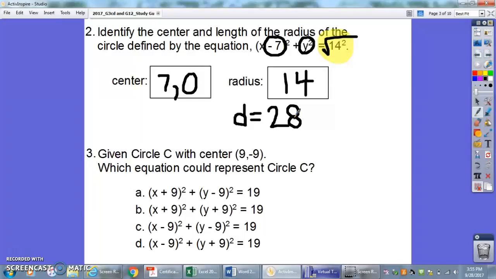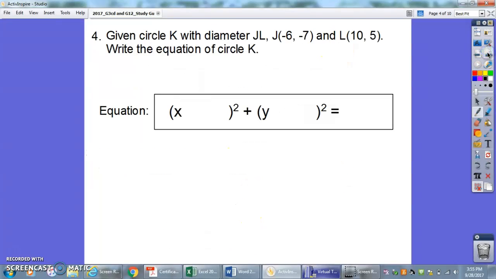Next on the list, number 3. Given circle C with center 9, negative 9, which equation could represent circle C? Alright, so this one, let me tell you guys, it's pretty easy because every number to the right side of the equal sign is the same. So I really don't have to worry about what the radius is. The center is where it's at. Now, you're supposed to switch the sign, so it's going to have to be a negative 9 first, and then a positive 9 second, which is D. Alright, done.